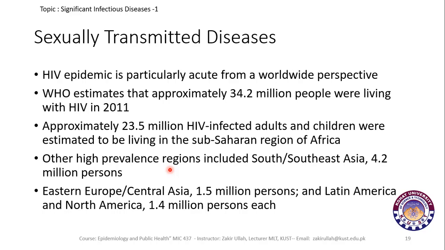In Eastern Europe and Central Asia, 1.5 million people were affected by HIV, from both of these regions, Central Asia and Eastern Europe. And in Latin America and North America, 1.4 million persons were infected from each of these regions.